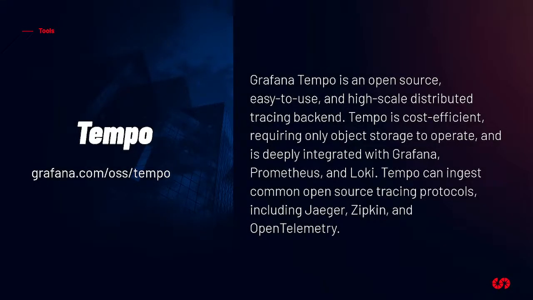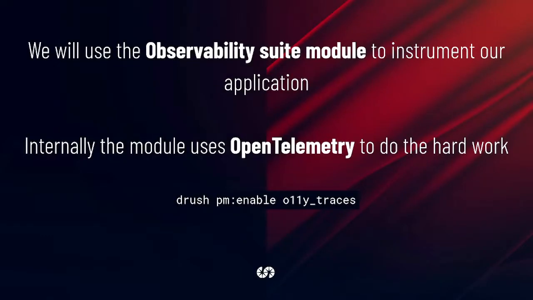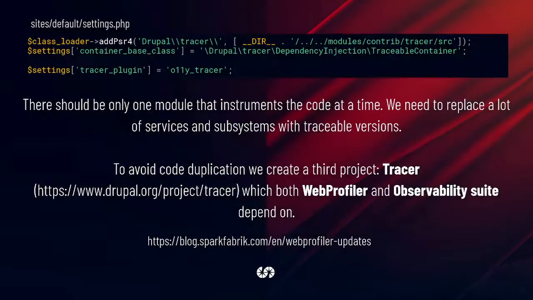And in our example, we are using Tempo to store traces. So we are using the OpenTelemetry collector to collect the traces. Then we send traces to Tempo, which is a storage engine for tracing, also from the Grafana project. So it can be used to store and then query traces information. The observability suite module has a sub-module to deal with traces, so we can enable it, observability traces.